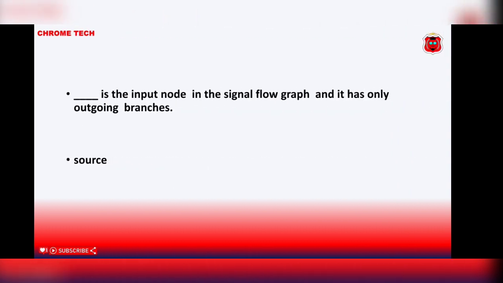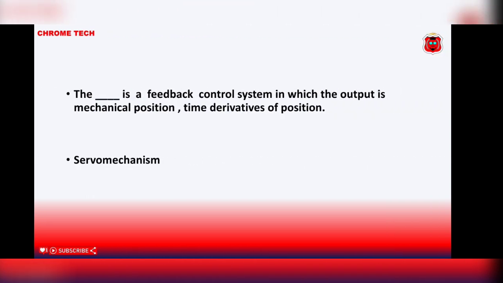Dash is the input node in the signal flow graph and it has only outgoing branches. Source. The dash is a feedback control system in which the output is mechanical position, time derivatives of position. Servo mechanism is the answer. Servo mechanism is a feedback control system.